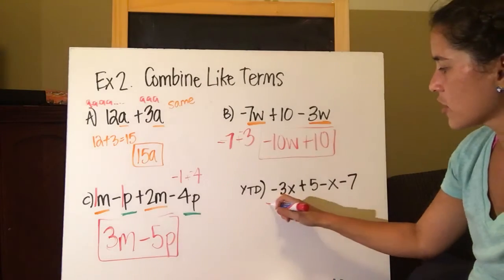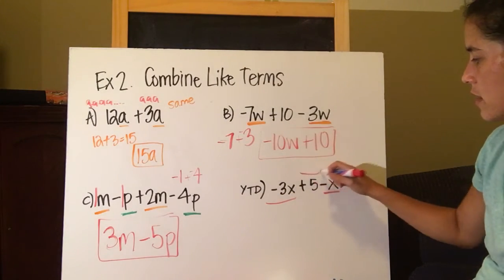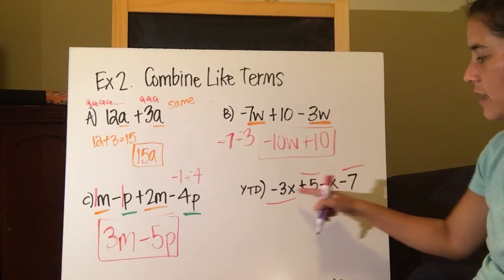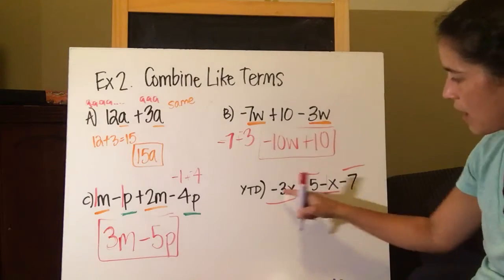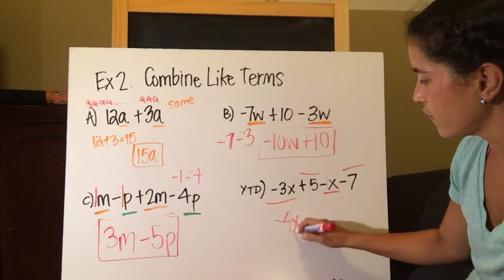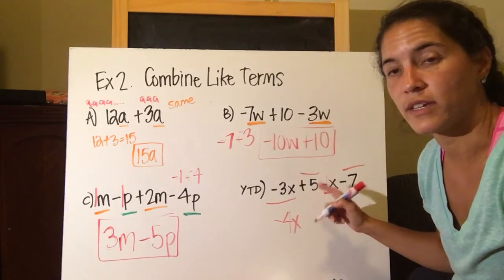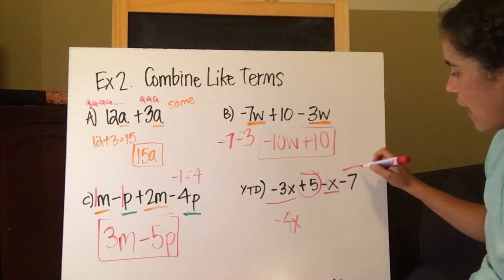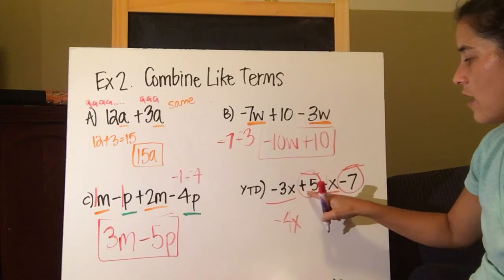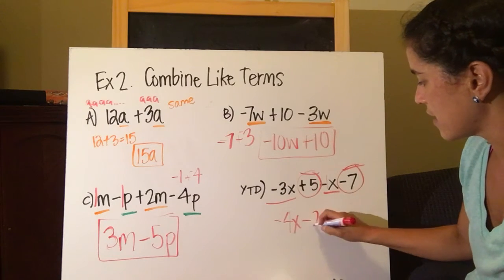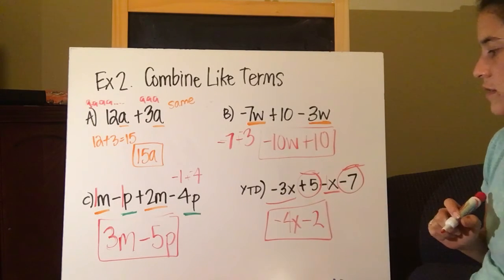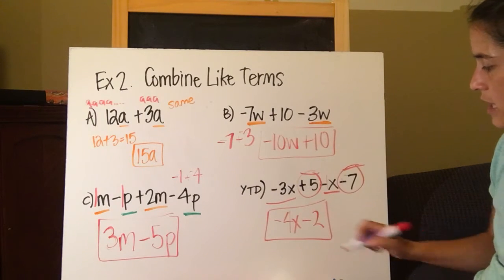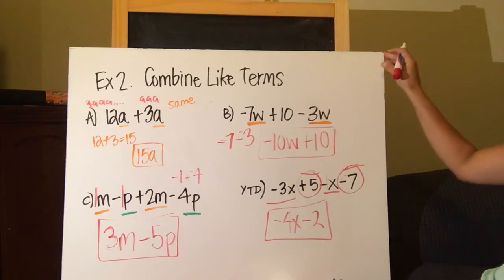All right, in D, my like terms are here and here. I have constants. So I'm going to combine negative 3x minus x. So this is a negative 1. And that is going to combine to give me negative 4x, because negative 3 minus 1 is negative 4. Negative 4x. And then I have a 5 and I have a negative 7. 5 minus 7 is going to be negative 2. So there you go. If you need to touch twice, then you would see that that's a negative 7 and that's a negative 1. But we're trying to not touch twice anymore.